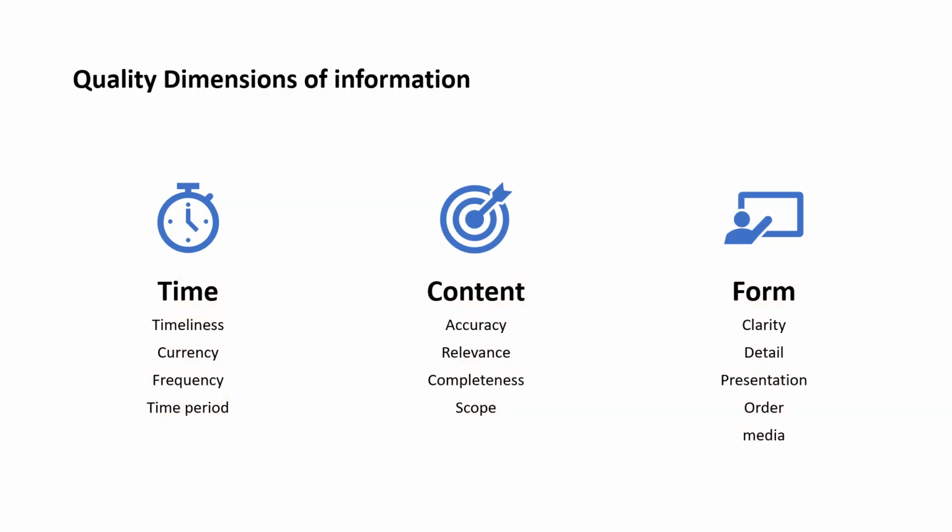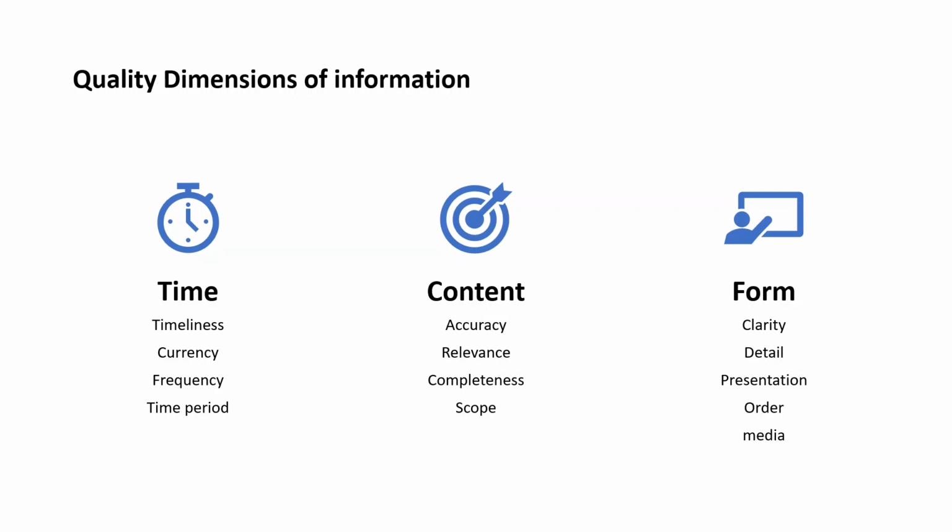Then you look at the quality dimensions of information. So information should be of quality, and we look at quality in a number of aspects or dimensions. So first, in terms of time, information should have timeliness. The currency of the information needs to be right, in terms of how the information is being used across the organization. It is being used in various organizations, in various departments by various people.